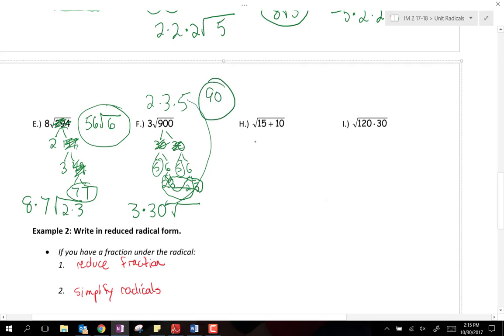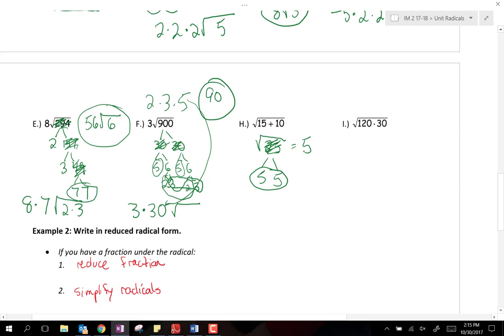Letter H, we need to add these first. So 15 plus 10 is 25. We know the square root of 25 is 5. We could also look at it as a factor tree. We have a pair of 5s, that's one pair. We bring out the 5 and nothing left over.